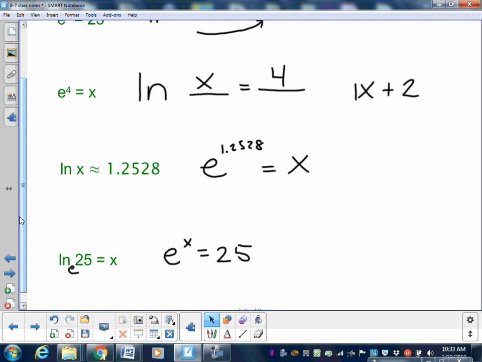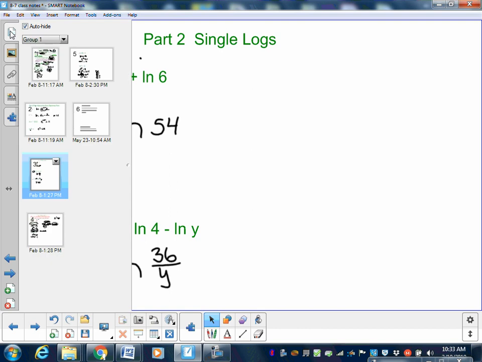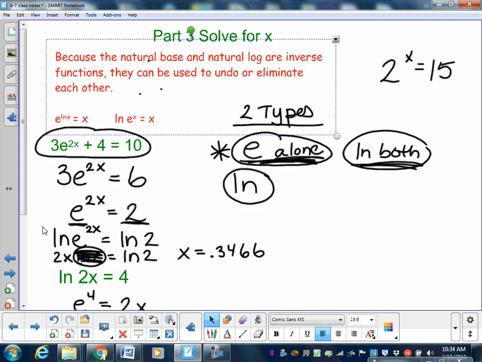How long will it take you to do those 4? Not long. The second part, it's in e form. They want you to put it into natural log form. Take away the e at the end. The third part of the assignment is to combine things together. I think you got 4 of these. I got the e's on the left side and the natural logs on the right side. So you can do all of these and then you can do all of those. But there's 2 types: e alone, natural log both sides, or if it's a natural log, put it into e form.